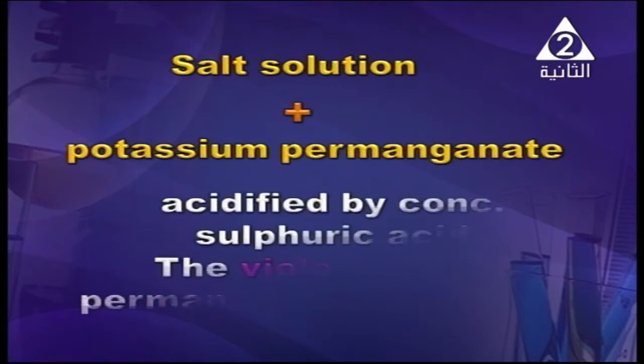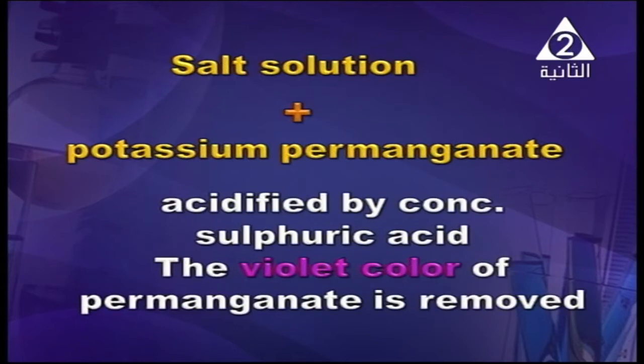Confirmatory test. Now, acidified by concentrated sulfuric acid, the violet color of potassium permanganate disappears, is removed. Its color is violet. When you add it to the salt, the color disappears. Let's see how the reaction can be.